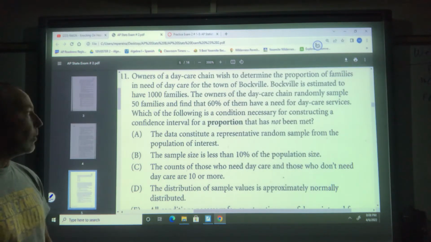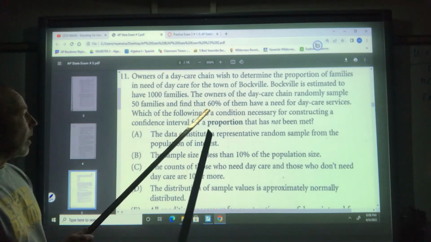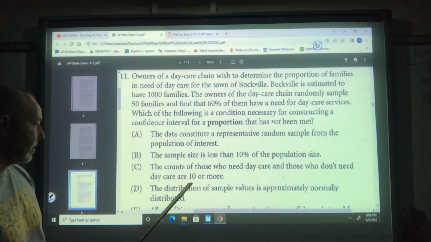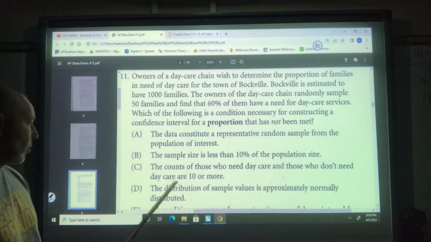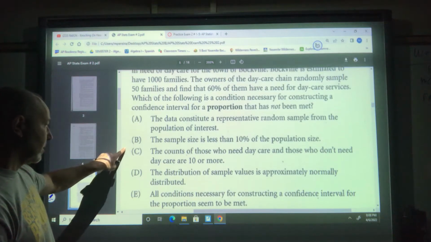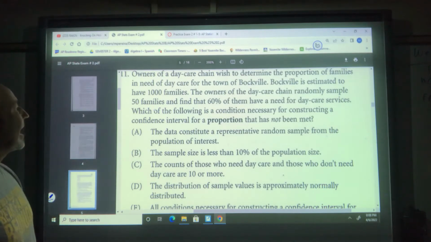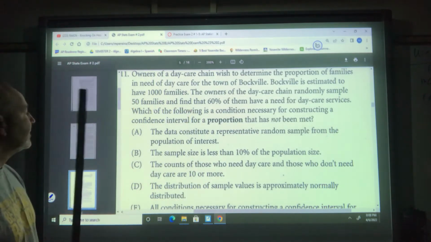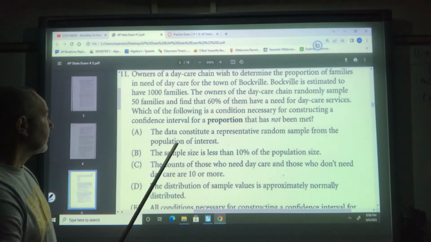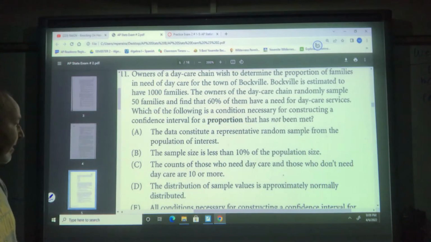And it says count of those in daycare and are 10 or more. Okay, and we want P times Q, the percent of families that want it, to be, let's see, 10 or more. Yeah, so 60% of 50 is going to be more than 25. And 40% of 50 will also be more than 10. That satisfies that condition there.